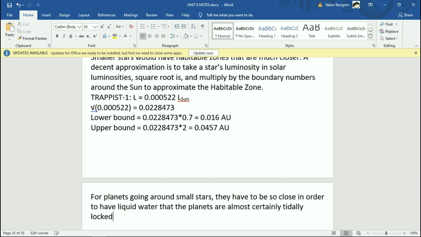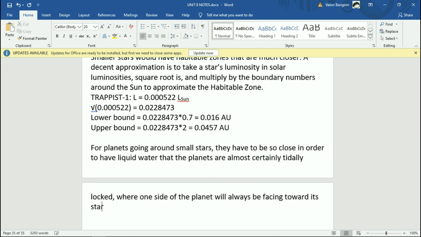Where one side of the planet will always be facing toward its star. Okay, now this is a very big question in terms of habitability. Are these planets habitable?